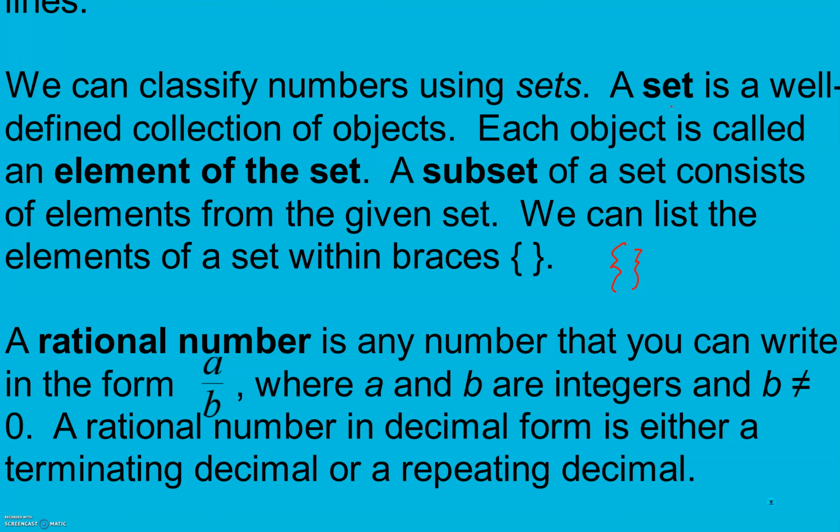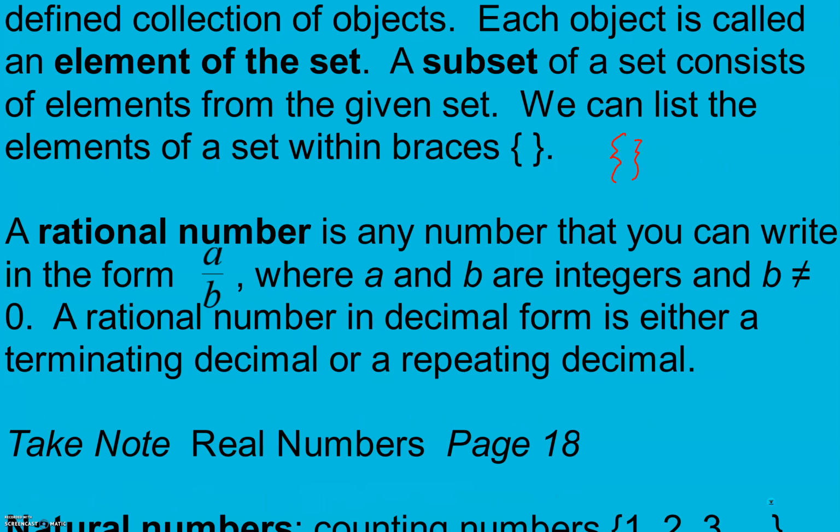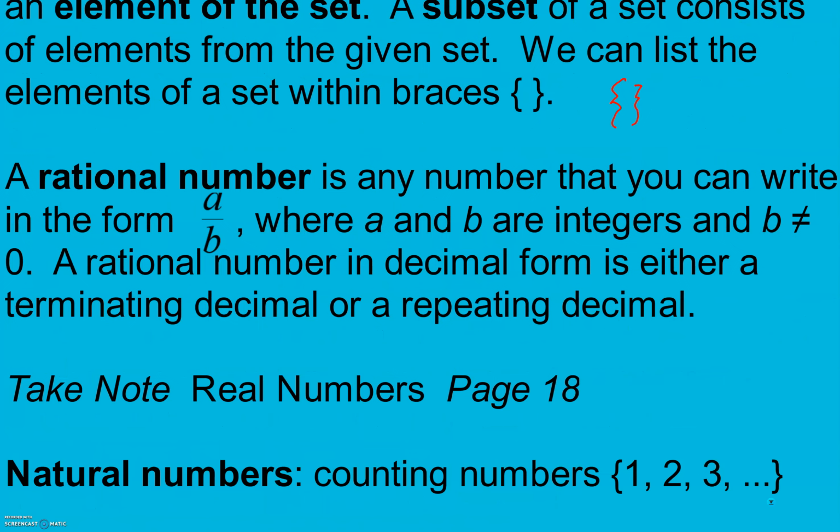A rational number is any number that we can write in the form a over b. So if we can write it as a fraction, remember b can't be 0, we can't divide by 0, then it's a rational number. In decimal form, it either terminates or repeats. Okay, terminates or repeats. So 1.45, for example, is a rational number. 0.6 repeating is a rational number, because we could write that as 2 over 3.